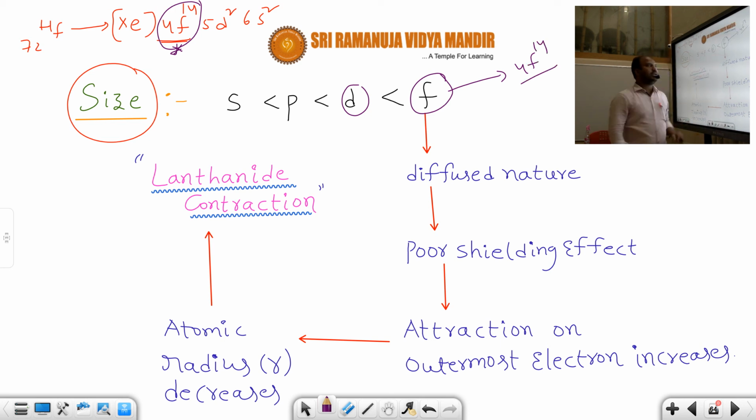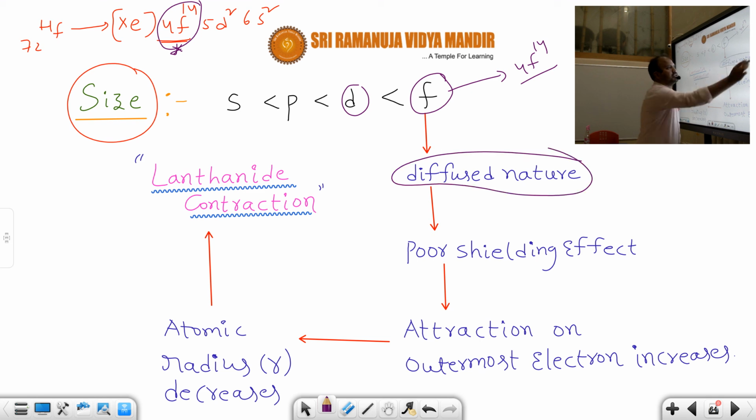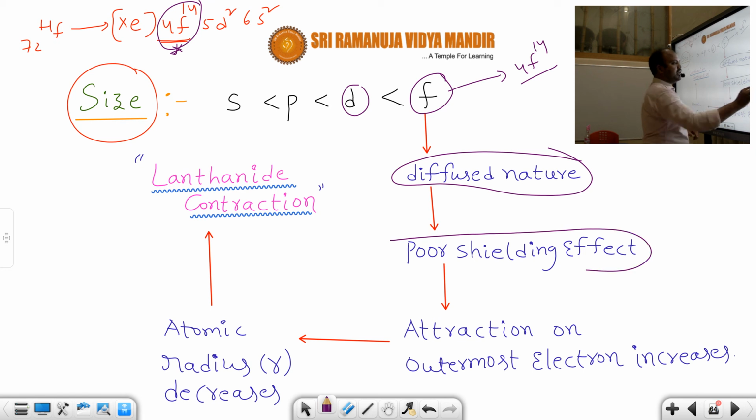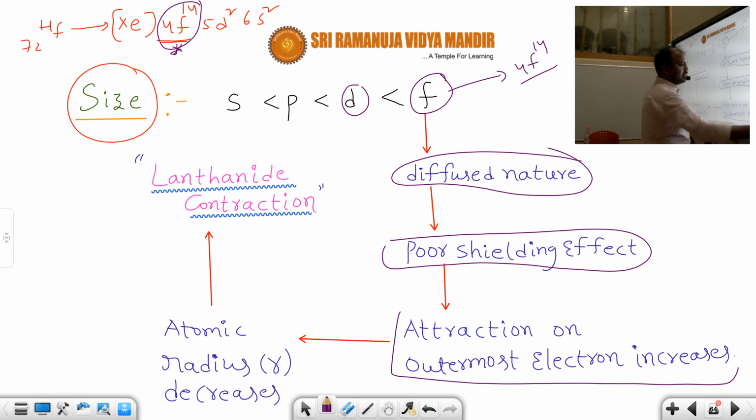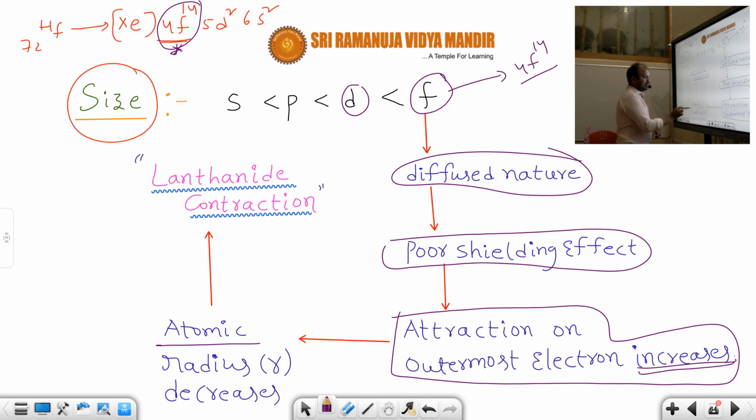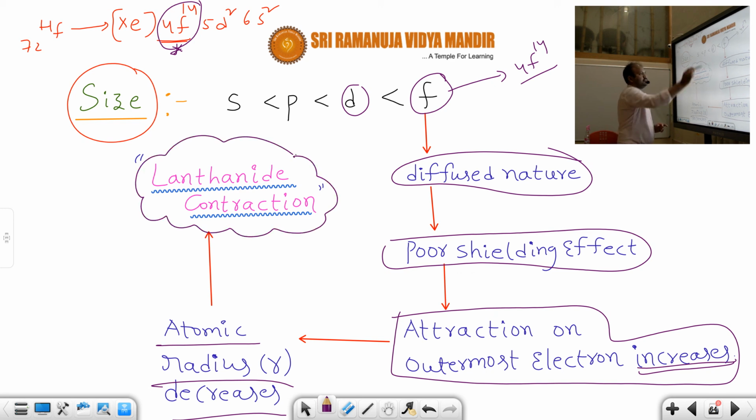In the 4f orbital, generally the f orbital has which nature? Diffused nature. When the f orbital has diffused nature, it exhibits poor shielding effect. What is poor shielding effect? Inner electrons do not protect the outermost electrons. Whenever inner electrons do not protect the outermost electron, what happens? The outermost electron is strongly attracted by the nucleus. That means attraction on the outermost electron increases. When the attraction increases, atomic radius decreases. The steady decrease in the atomic size in lanthanides is called lanthanide contraction.